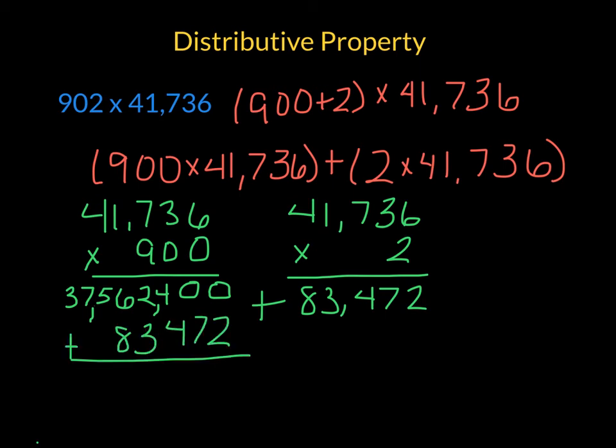So I've lined them up right here, and now I'm going to add them up. 2, 7, 8, 5, 4, 6, 7, and 3. So my final answer is 37,645,872.